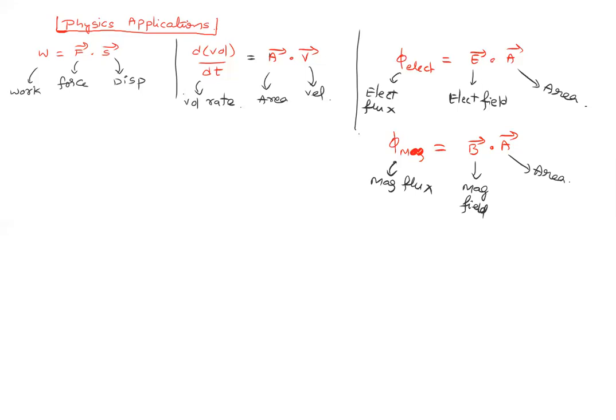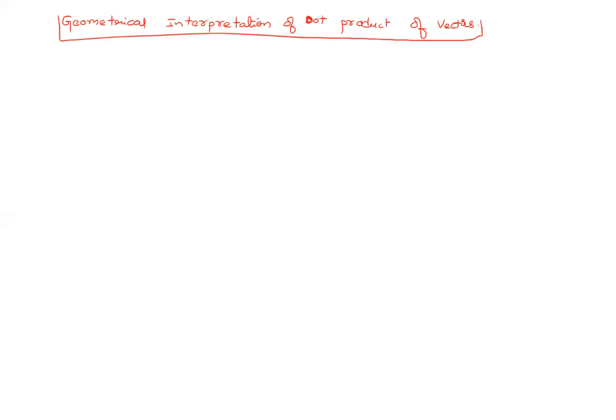Next important idea is the geometrical interpretation of the dot product of vectors. So what is this geometrical interpretation? I will tell you.